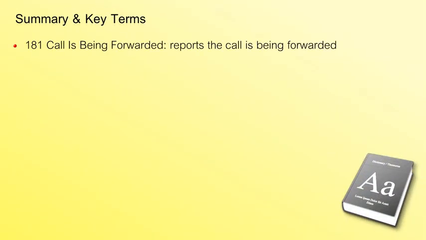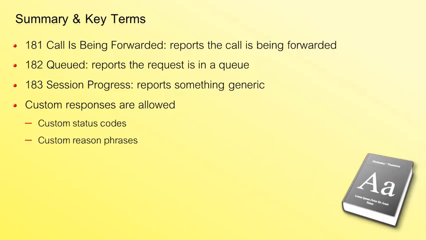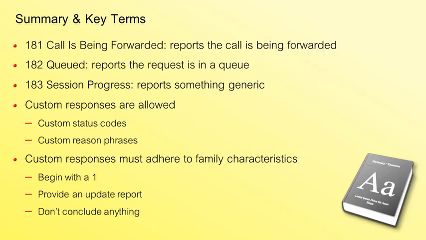So, provisional responses, we've introduced the 181 call is being forwarded, that reports the call is being forwarded, the 182 queued, that reports the request is in a queue, and the 183 session progress, that reports something generic. The SIP spec also allows the use of custom responses with custom status codes and custom reason phrases. The key thing is that custom responses adhere to family characteristics, that beginning with a 1, they simply provide an update report and don't attempt to conclude anything.